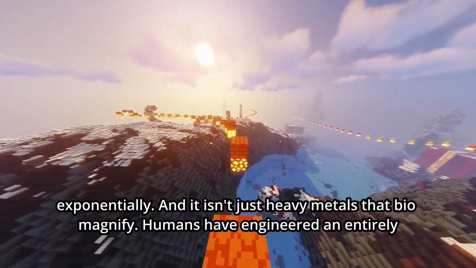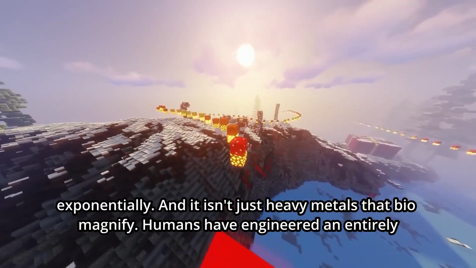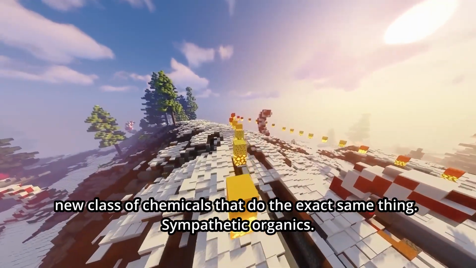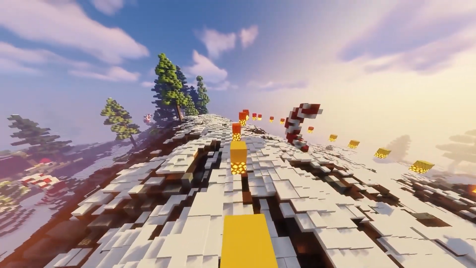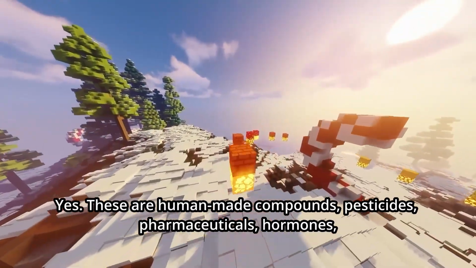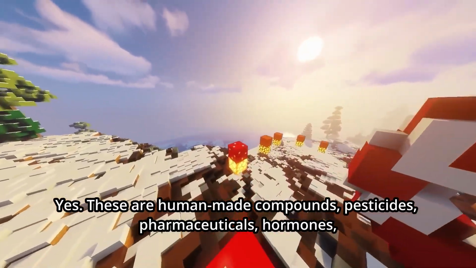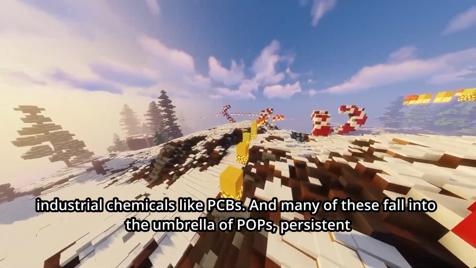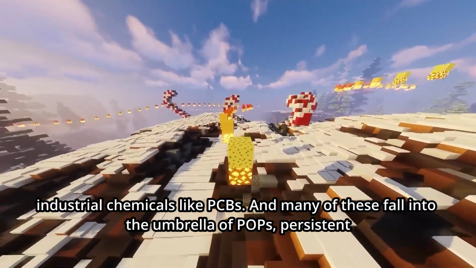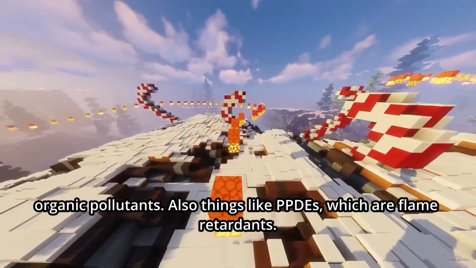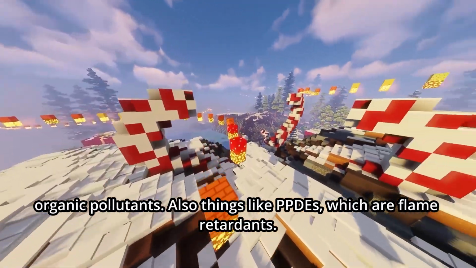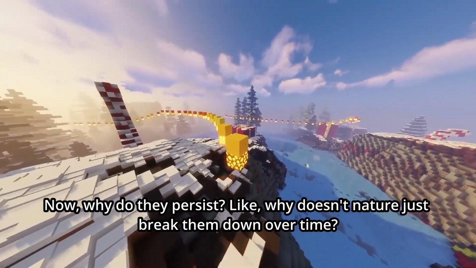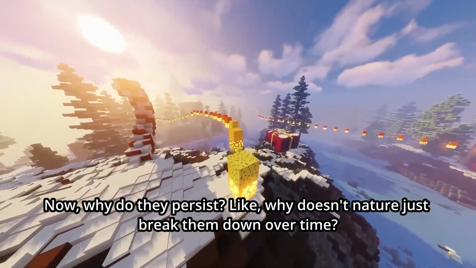And it isn't just heavy metals that biomagnify. Humans have engineered an entirely new class of chemicals that do the exact same thing: synthetic organics. Ah, yes. These are human-made compounds: pesticides, pharmaceuticals, hormones, industrial chemicals like PCBs. And many of these fall under the umbrella of POPs, persistent organic pollutants. Also things like PBDEs, which are flame retardants. Now, why do they persist? Like, why doesn't nature just break them down over time?